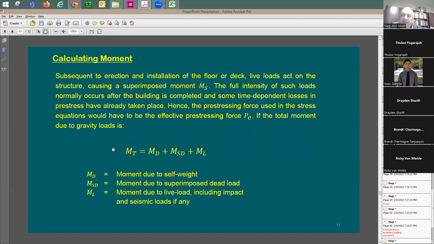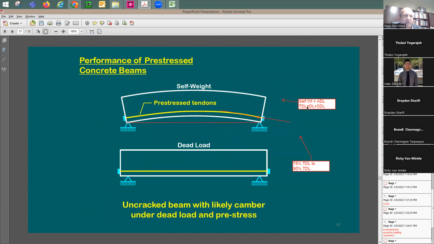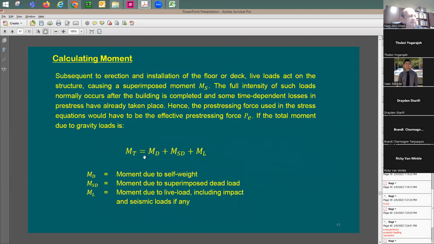So we can say, okay, applied loading, M total is going to be M dead load, superimposed dead load, and you also have live load. Let me go back here. I'm going to say loading. What loading are we talking about? I'm going to say dead load, superimposed dead load, and live load. Like what we have done here, right? Total dead load means dead load plus superimposed dead load. Total load is going to be live load plus dead load plus superimposed dead load. And this is exactly what we are looking at. Dead load, superimposed dead load, and live load.